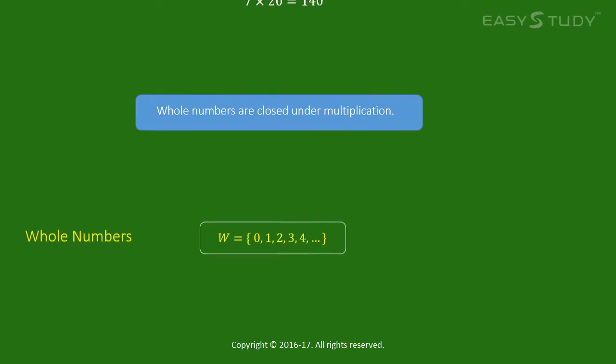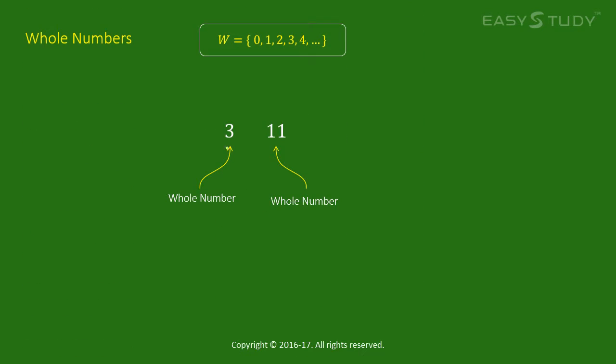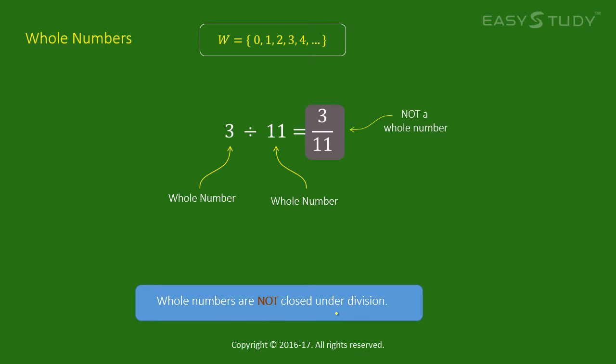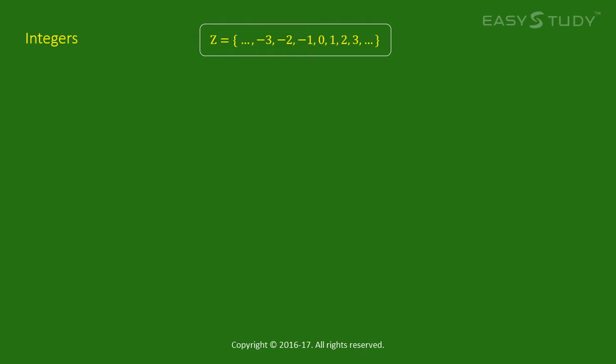How about division? If we divide two whole numbers, 3 and 11, 3 divided by 11 is equal to 3 by 11. This is a rational number. So the division of two whole numbers is not producing a whole number. Hence, whole numbers are not closed under division. Okay, so far we have studied the closure property for the whole numbers set. Now let's look into the closure property for integers.